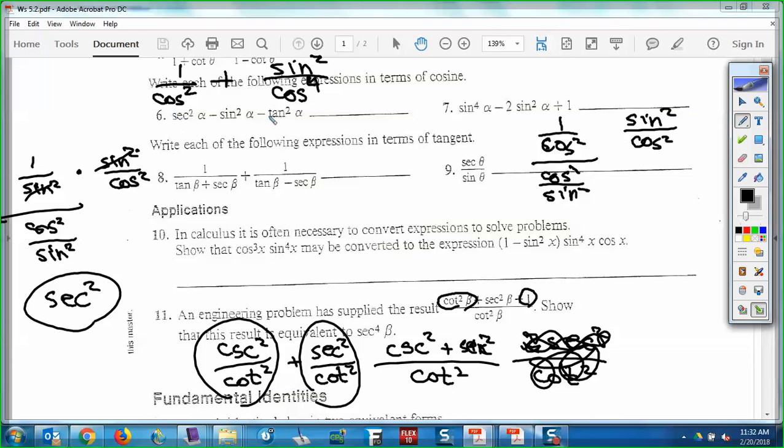Now, what do I have to do to add these together? I need a common denominator. So I need a cosine squared and a cosine squared here to turn this into cosine to the 4th. Now, what do I get on top? I get cosine squared plus sine squared.